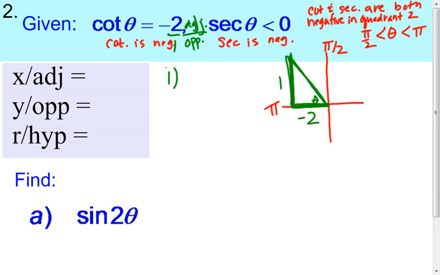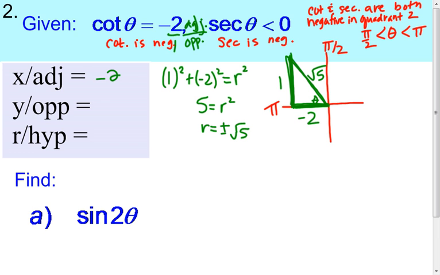Then, obviously, to find the hypotenuse, you're going to go x squared plus y squared equals r squared. So 1 squared plus negative 2 squared equals my radius squared. So I would have 5 equals my radius squared. So my radius is technically either positive or negative root 5, but your radius can never be negative. So we know that this is root 5 right here. Okay? So your x or your adjacent is negative 2. Your y or your opposite is 1, and your hypotenuse or your r is root 5.